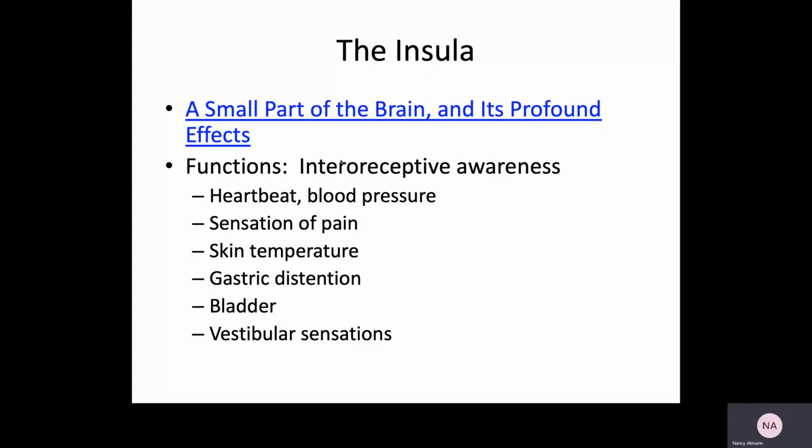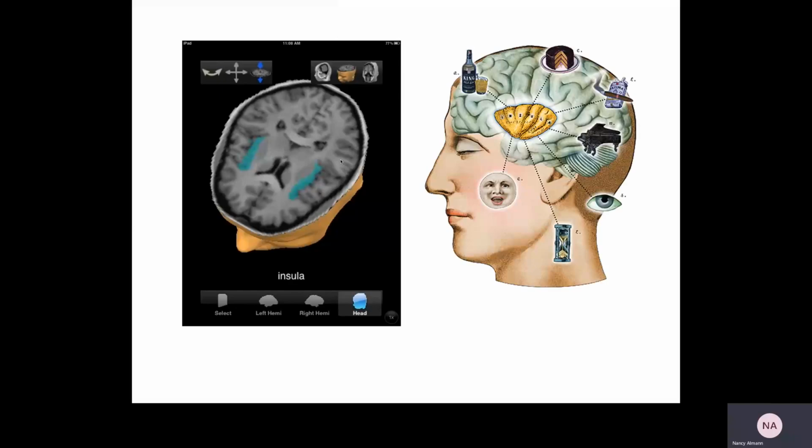So it's going to process information about heart rate, blood pressure, whether or not you feel pain, what your skin temperature is, whether or not your GI tract is distended, whether or not your bladder is full or empty, and vestibular sensations, and that has to do with balance and equilibrium. So this will also play a role in proprioception. This shows you the insula, and the picture on the right gives you some ideas of what it's responsible for providing information on and interpreting.